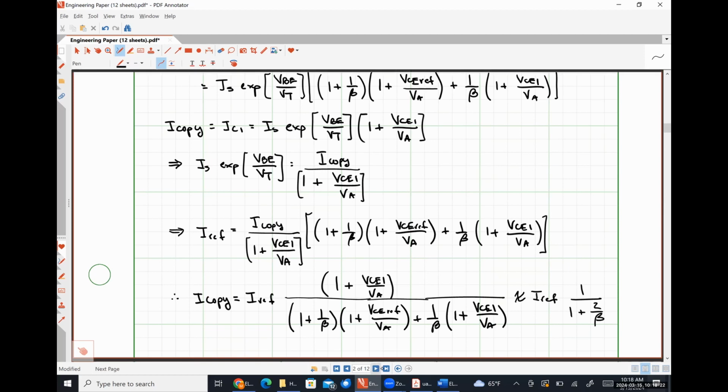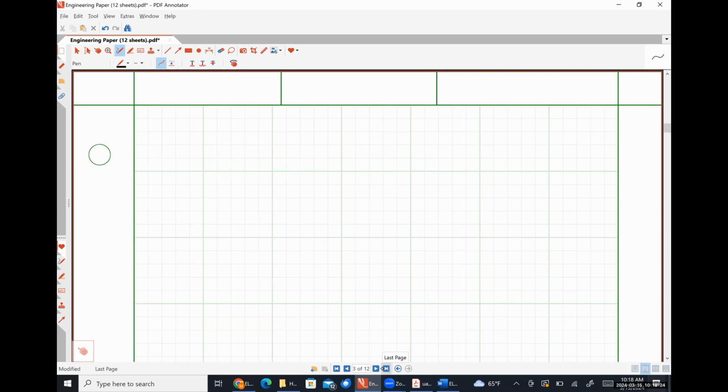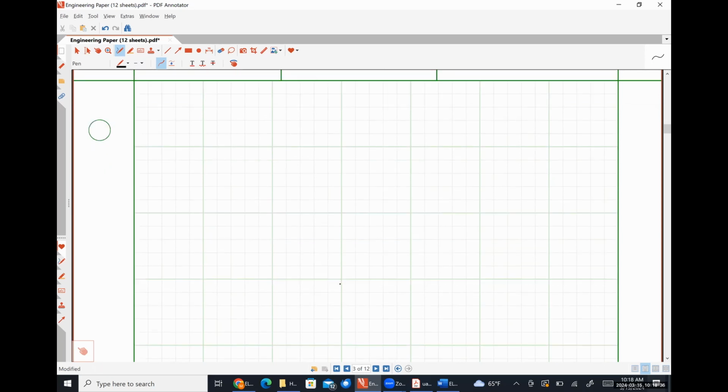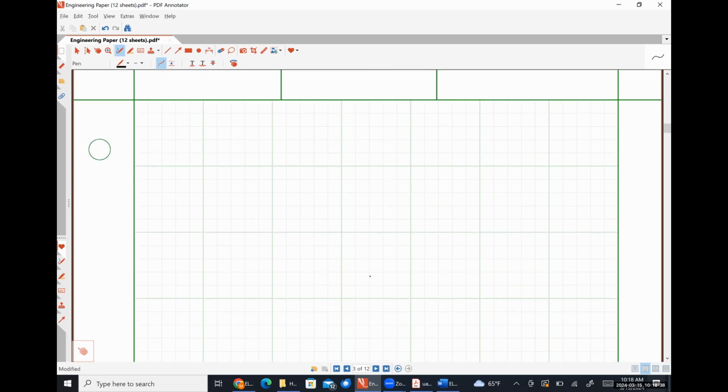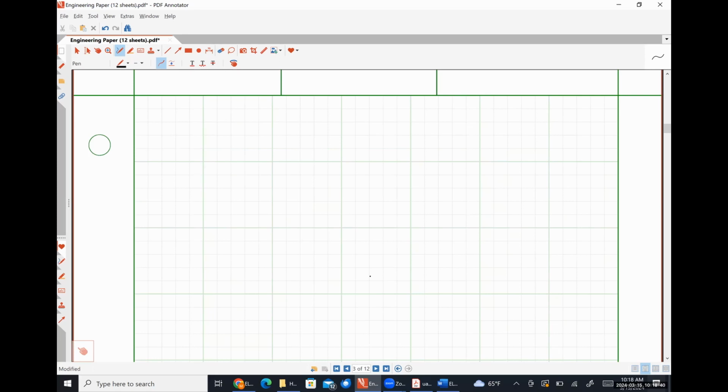So, keep these notes organized. All right. So we can make multiple copies.